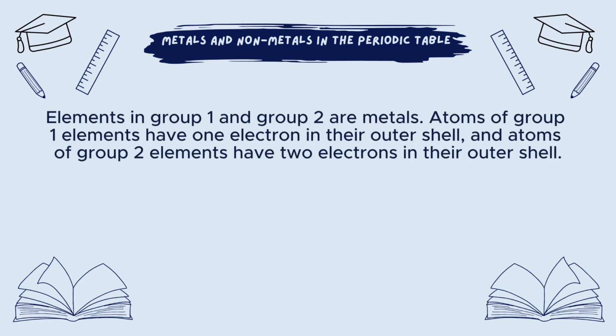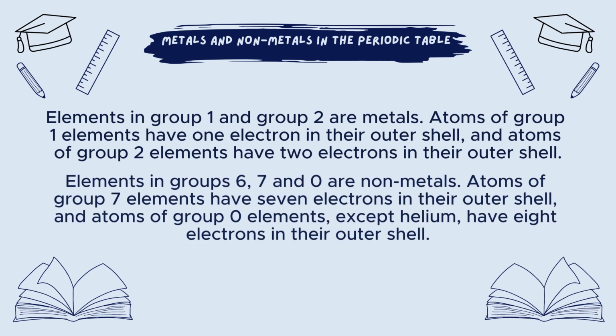Elements in group 1 and group 2 are metals. Atoms of group 1 elements have 1 electron in their outer shell, and atoms of group 2 elements have 2 electrons in their outer shell. Elements in group 6, 7 and 0 are non-metals. Atoms of group 7 elements have 7 electrons in their outer shell, and atoms of group 0 elements, except helium, have 8 electrons in their outer shell.